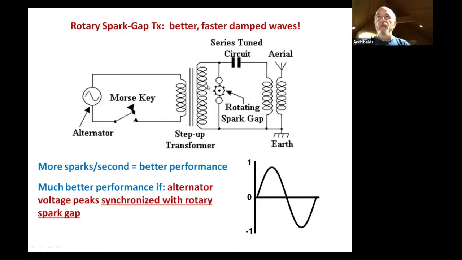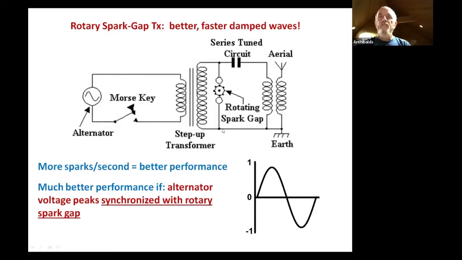These were around for a number of years, and then somebody said, we really need to synchronize the spark gap with the cycles of the AC, just like the old business in World War I, where they started trying to shoot through the propeller with a machine gun and found it was rough on the propeller. So they came up with a synchronizing mechanism.